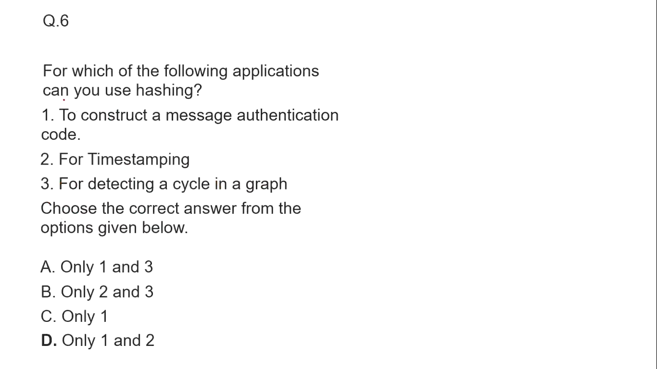So here's another question. For which of the following applications can you use hashing to construct a message authentication code? For timestamping, for detecting a cycle in a graph? Choose the correct answer from the options given below. So we know that timestamping and constructing a message authentication code, they both are applications of hashing, right? So the correct answer is going to be D, that is only 1 and 2.